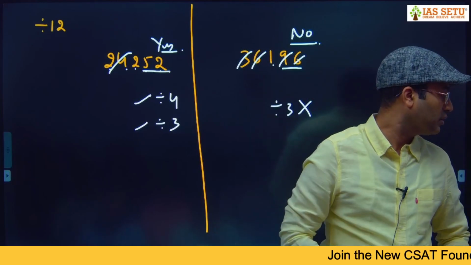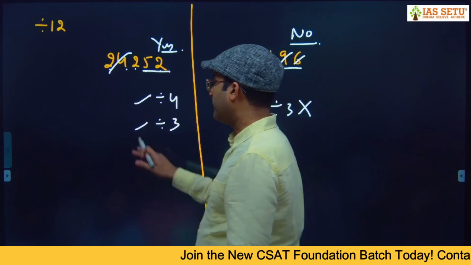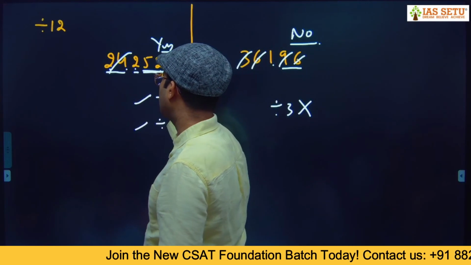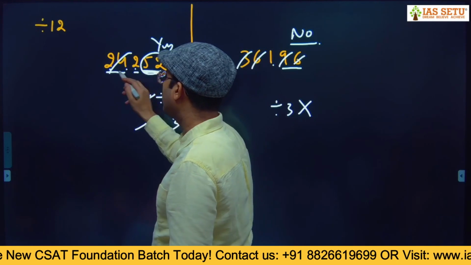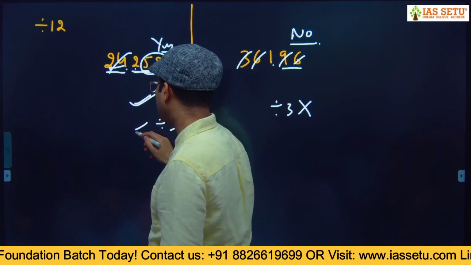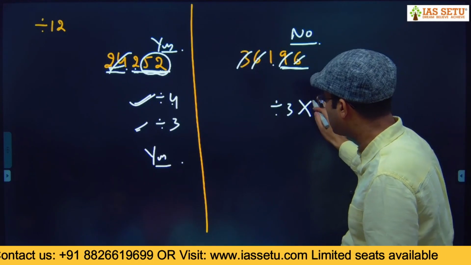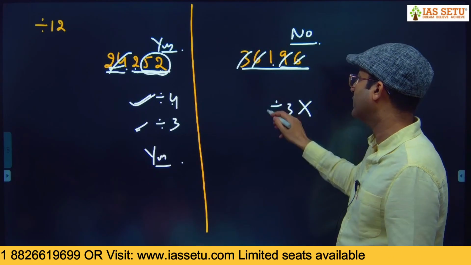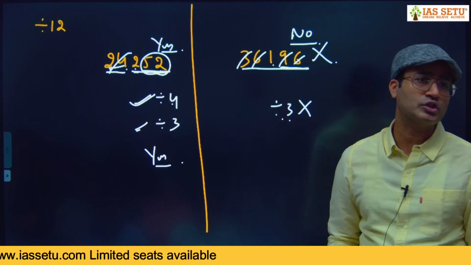Online students, now I'm audible. So I repeat, 24,252. Here the last two digits are divisible by 4, yes. Here 6 plus 9, 15, divisible by 3, yes. So first number yes. Second number: 96 is divisible by 4, but this complete number is not divisible by 3. So no, it is not divisible by 12 because it is not divisible by 3.